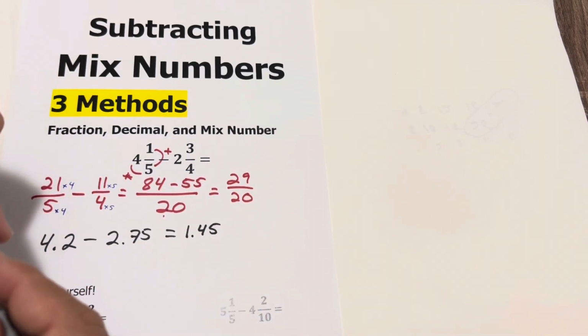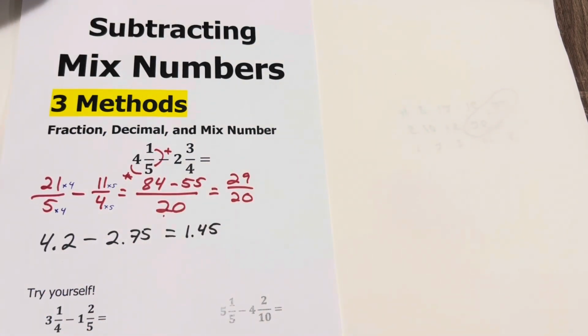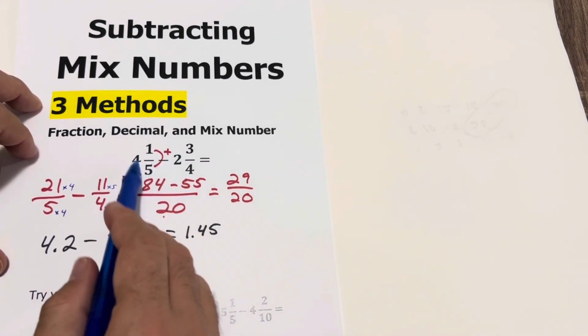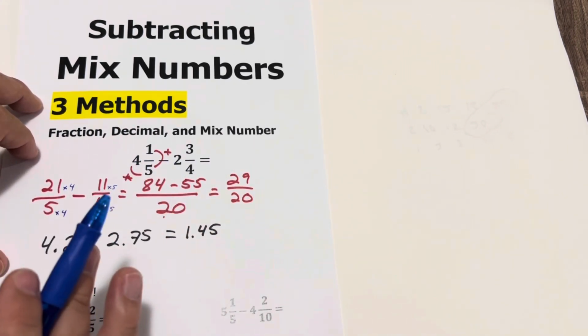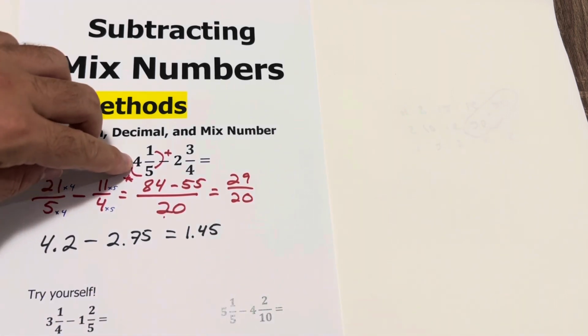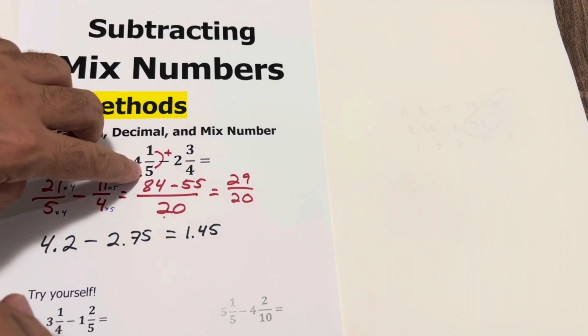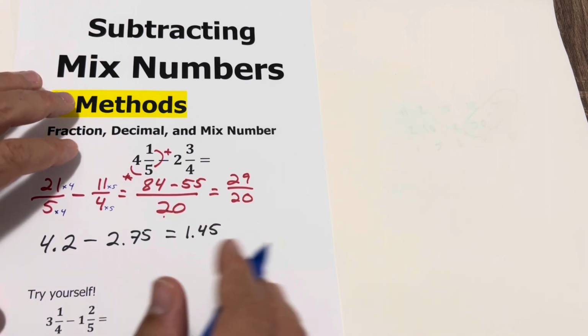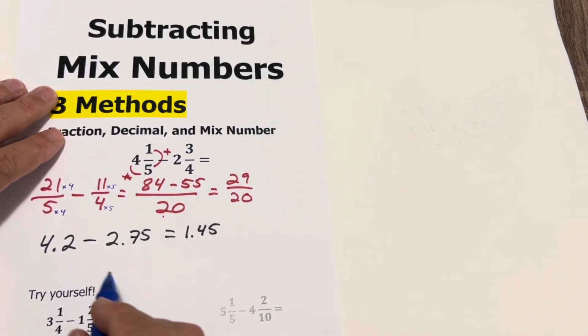Now we're going to do it as a mixed number. So as a mixed number, it's a little bit more complicated or tricky because we're going to separate this into different parts. The 4 is the whole, and the 1/5 is the fraction. So together, that's a mixed number, but I'm going to separate them. I'm going to do it in blue so you don't get confused with the colors.